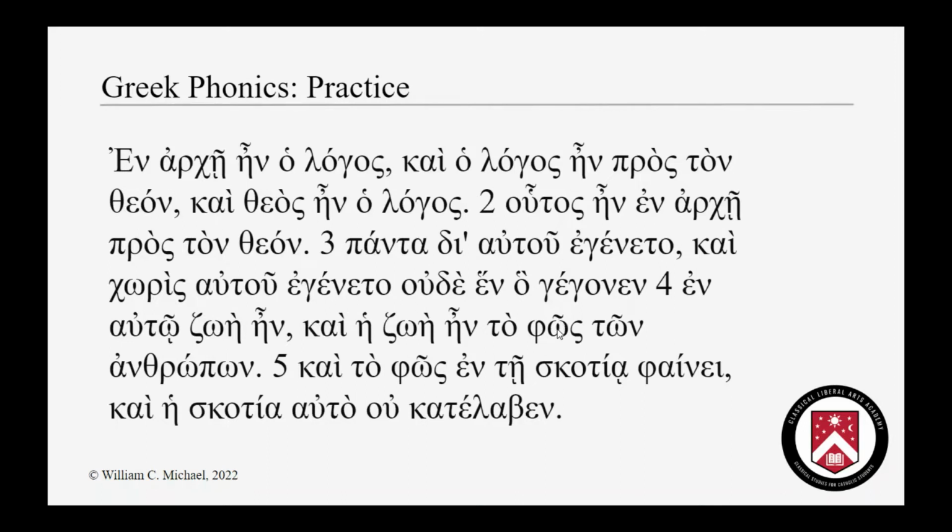Circumflex accent on the omega, rise and fall. Phos. And again, circumflex accent on the omega, ton. And here we have a long word with an alpha at the beginning with no breathing, an. Then we have thro, notice the acute accent, and then pon, anthropon. Verse 5, we have kai, ta, phos, en, te.